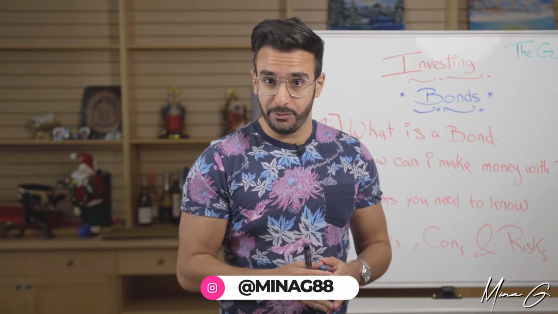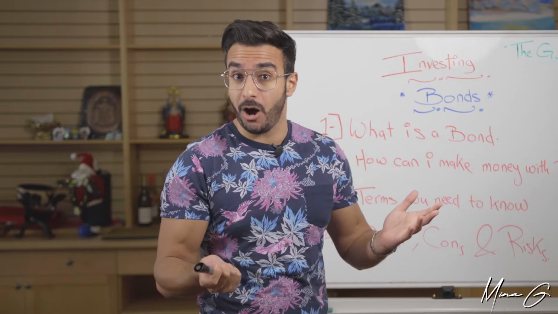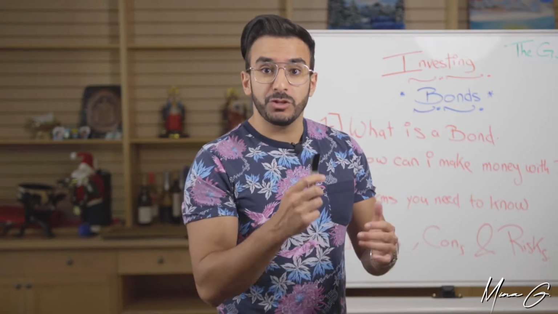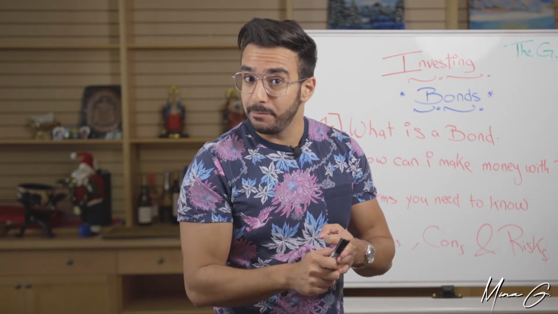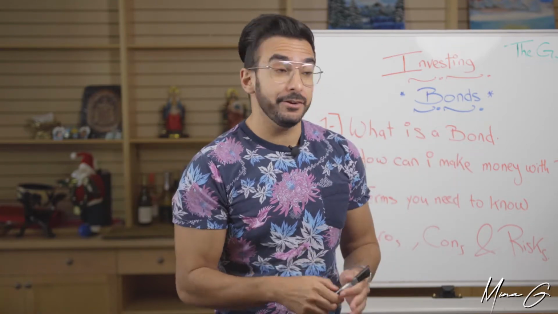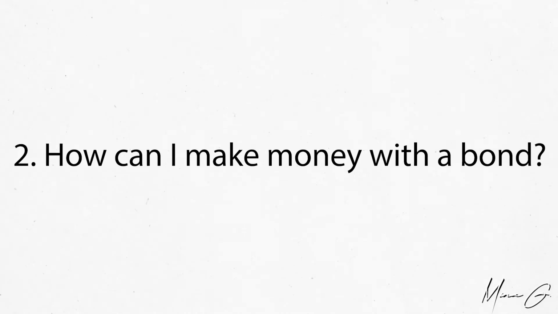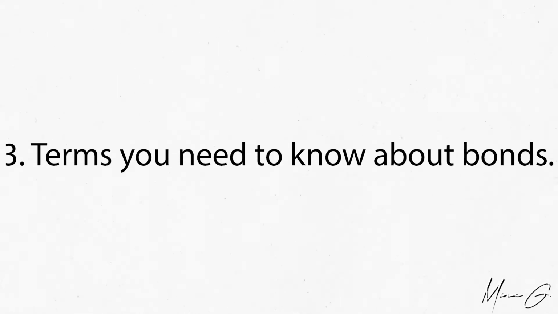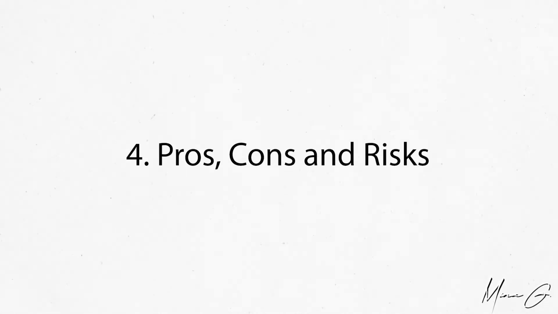This is episode number 3, and we're going to be talking about bonds. If you missed the last episode, we spoke about stocks and what they are and how we can make money. We'll leave a link somewhere right here. Now we're going to talk about bonds. Number 1, what is a bond? Number 2, how can I make money with a bond? Number 3, terms you need to know about bonds. And number 4, pros, cons, and risks associated with bonds.